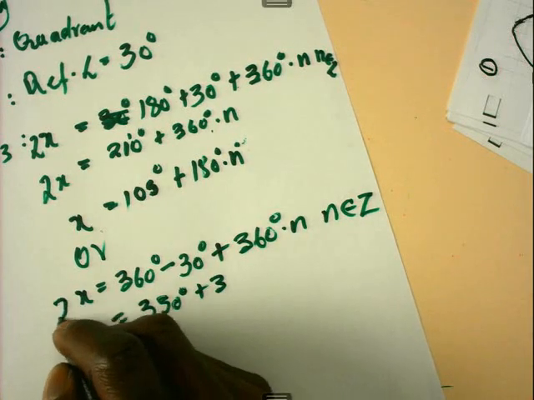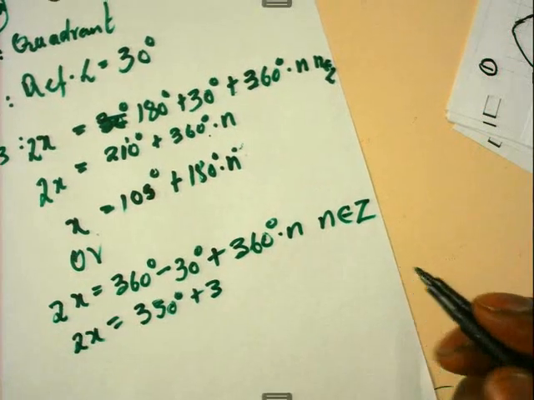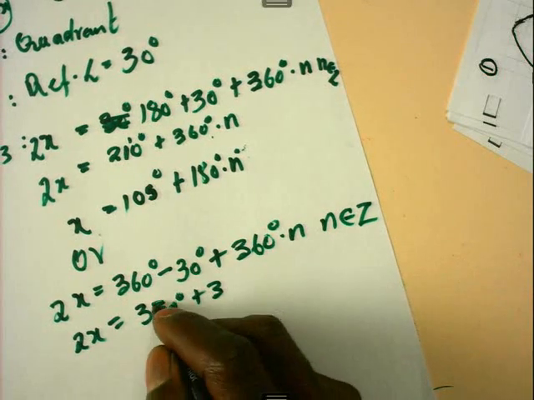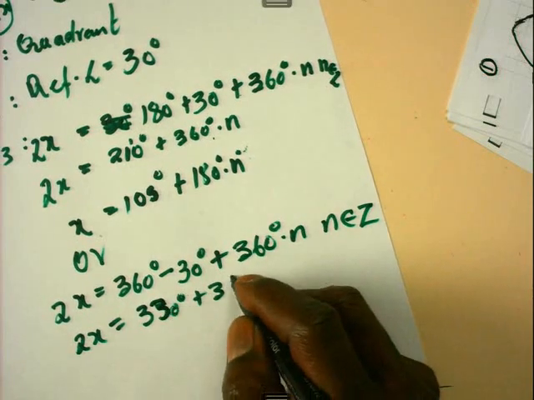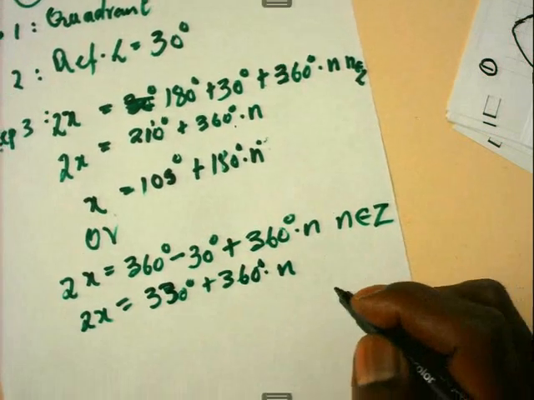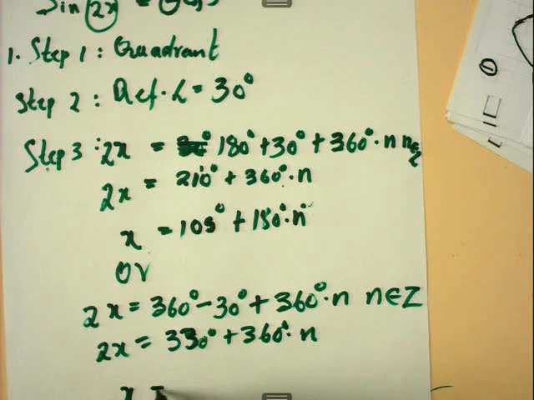Remember, we have 2x there. I nearly made a mistake, forgotten about the 2. And then we've got 2x equals 330 plus 360 degrees times n, which is not yet the solution. We want the solution x. To find x, we must divide throughout by 2.